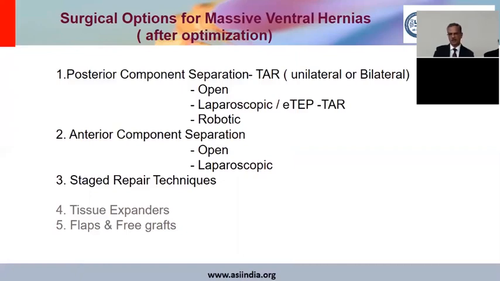The anterior component separation also is a good option in some of these patients. Whether open or laparoscopic, anterior component separation is suitable, and some of these repairs can be done in a staged manner with staged repair techniques. Some of our plastic surgery colleagues are fond of doing these things by tissue expanders or by doing flaps and free grafts. So these are the options we have in these massive ventral hernias.